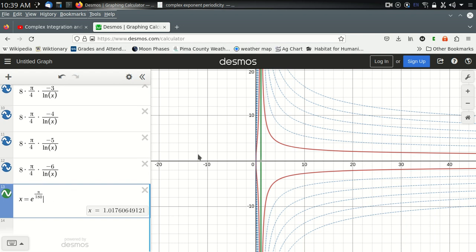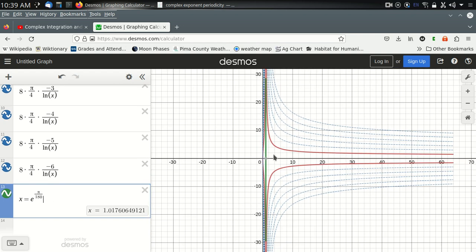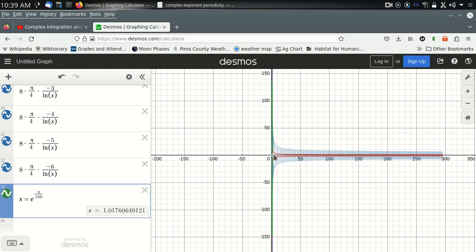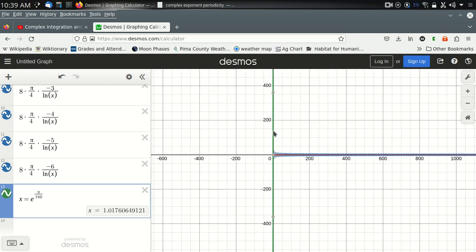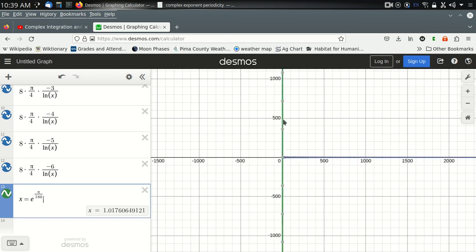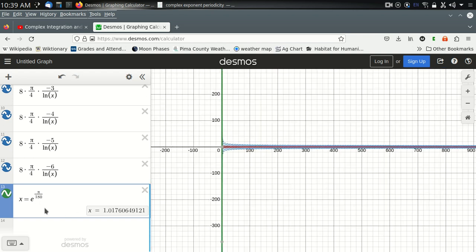Okay. Now we should see our period being 360, because it's in degrees. So if I zoom out, where is this? 360, negative 360, 720, negative 720, negative 1080, 1080. Okay, so we can make this be anything now.